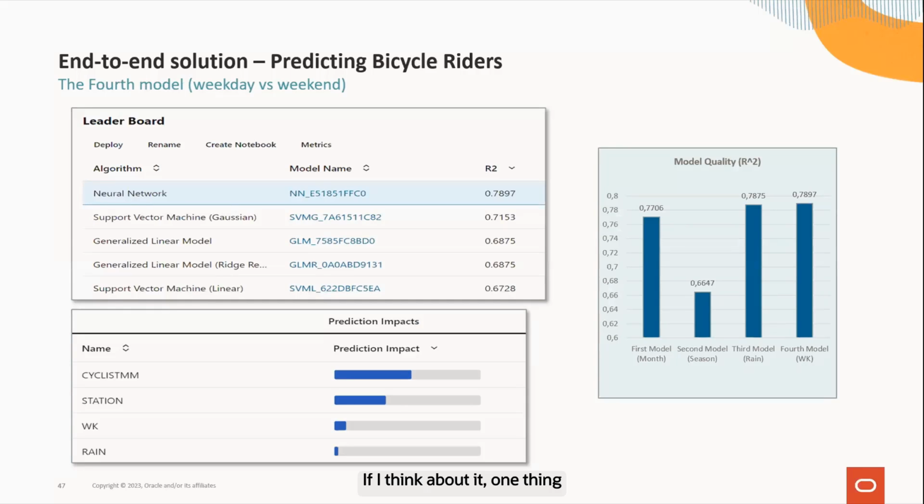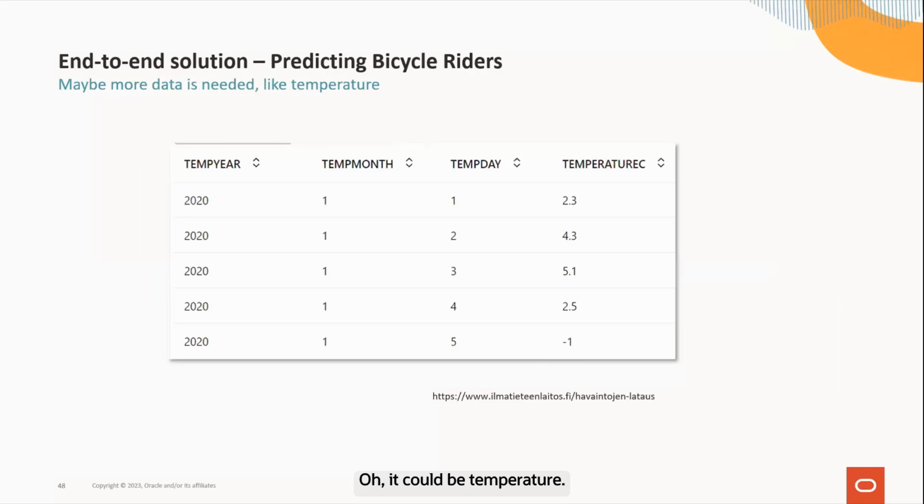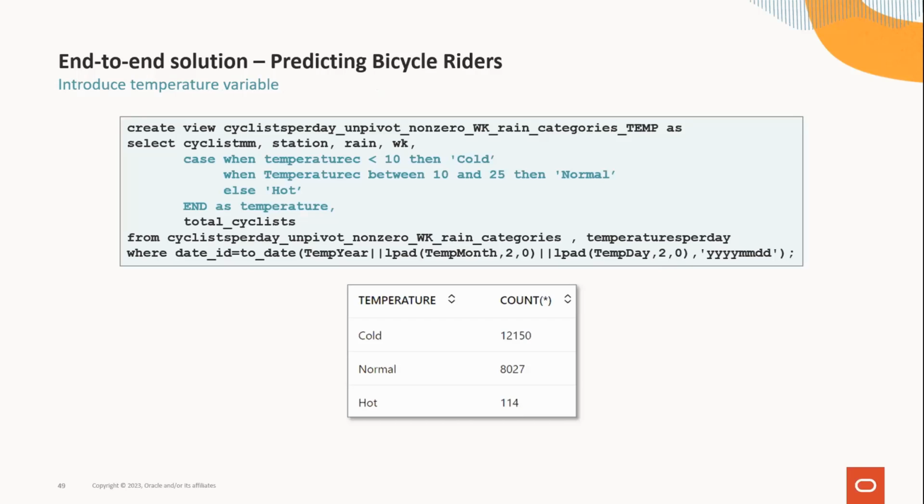If I think about it, one thing that might affect my decision, should I take bicycle or not, could be temperature. You know, in Finland, it can be very cold. And that's probably affecting. So if your fingers are really cold or your head is freezing, you probably don't want to cycle. So let's go and see if the temperature will affect my decision on riding or not.